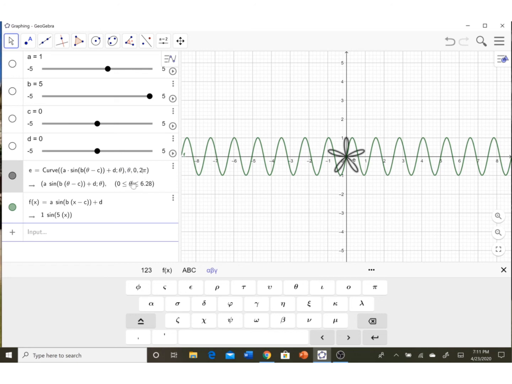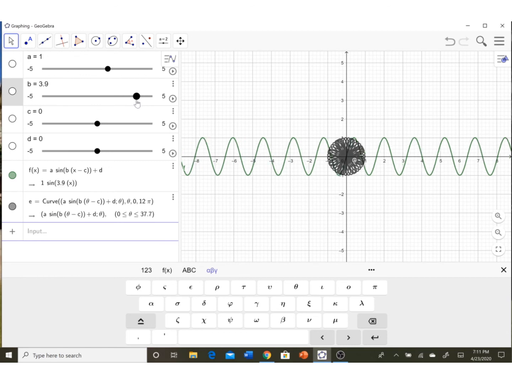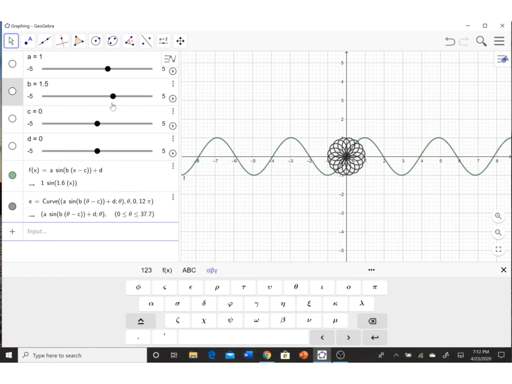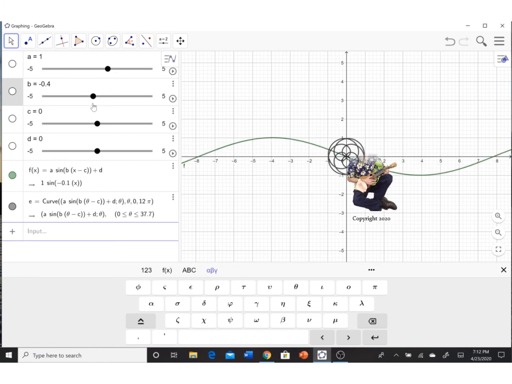What if I picked something, let's just say 12 pi instead of 2 pi? Let's see what happens. Well, then when I slide this, I get more, don't I? Look at that. That's so cool. Why is that? What's going on here? Guess what? You can play with it, and you can find out.